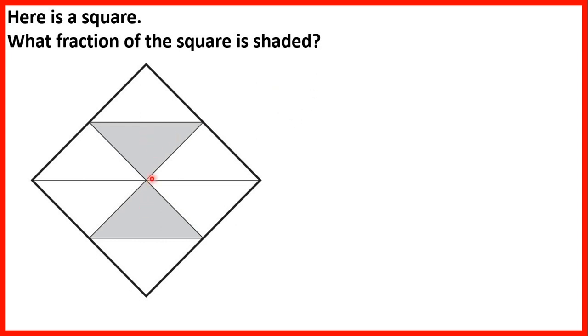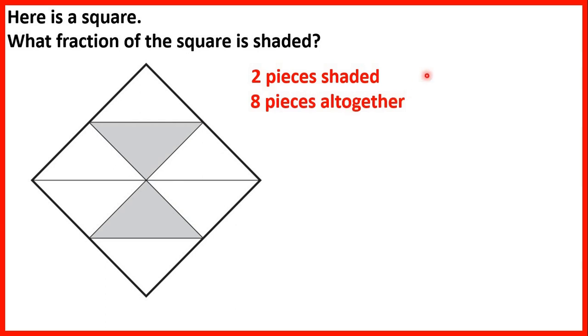We have 2 parts that are shaded, or 2 pieces shaded, and we have 1, 2, 3, 4, 5, 6, 7, 8 pieces altogether. So the numerator is 2 and the denominator is 8. So 2/8 of the square is shaded. Now we could simplify that to 1/4, or we could just leave our answer as 2/8.